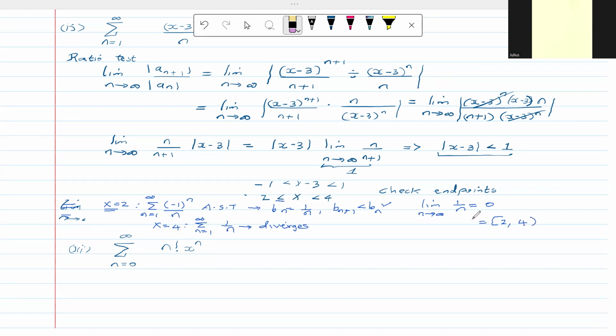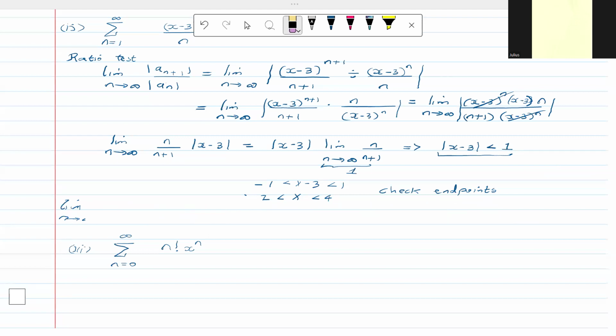So for the radius of convergence, R, always remember, is equal to 1 over L. Since we found L here as 1, R equals 1 over 1, which is equal to 1. So let me clear that part and move to the next one.